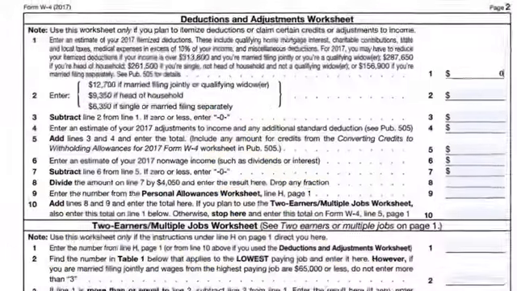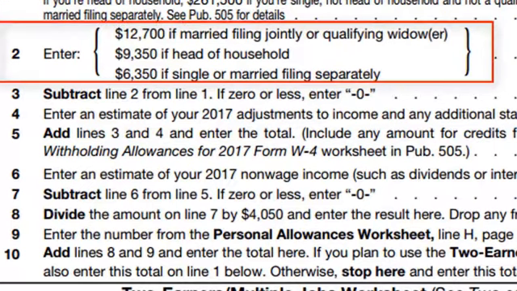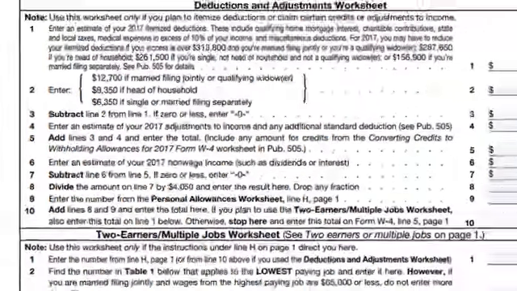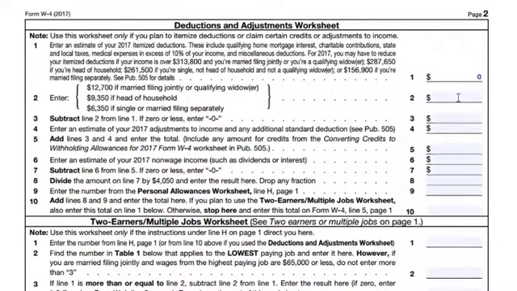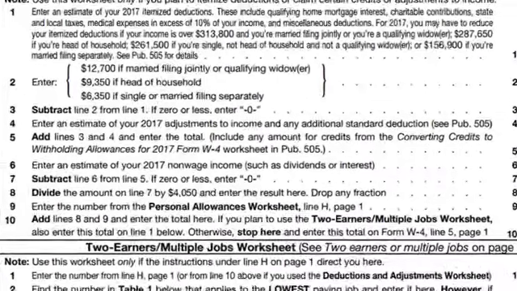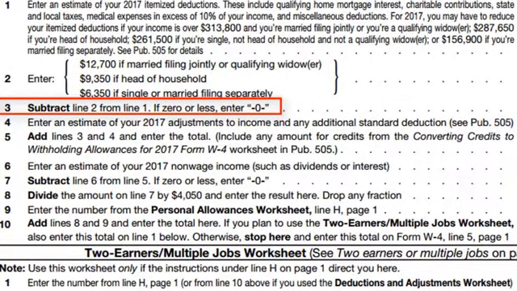Let's look at line 2. Enter $12,700 if married filing jointly or qualifying widower, $9,350 if head of household, $6,350 if single or married filing separately. Susan is filing head of household, so she enters $9,350. Line 3. Subtract line 2 from line 1.